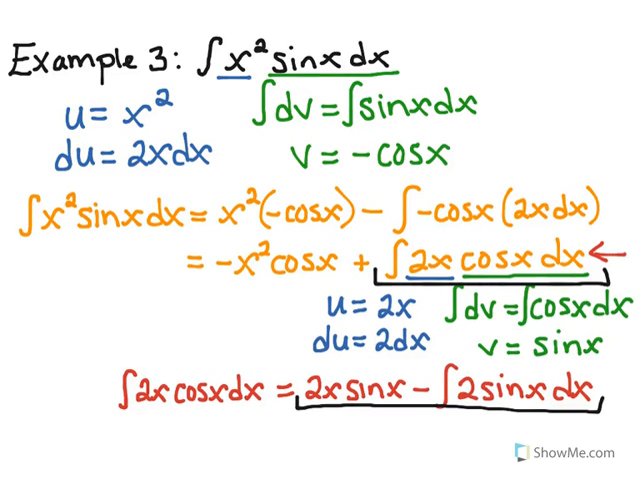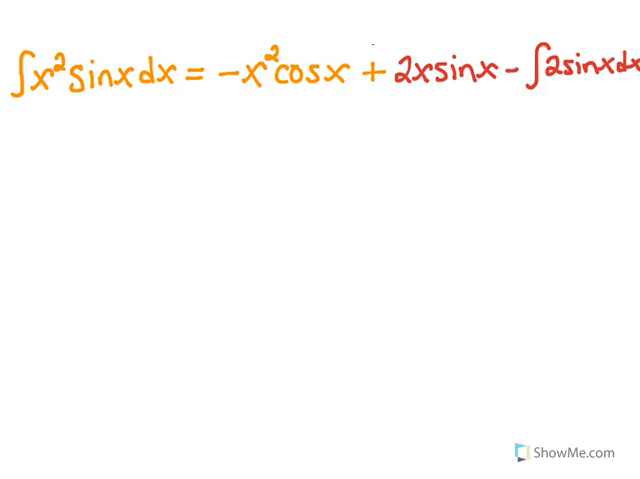So, here's what we're going to end up with. We replace the integral for the first integral with what I have written in red. And now I need to just find the antiderivative of this guy here. Well, the antiderivative of sine is negative cosine.